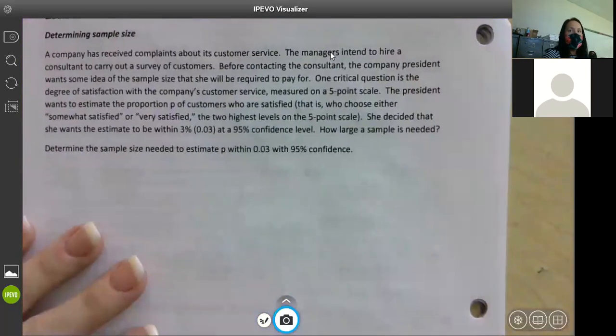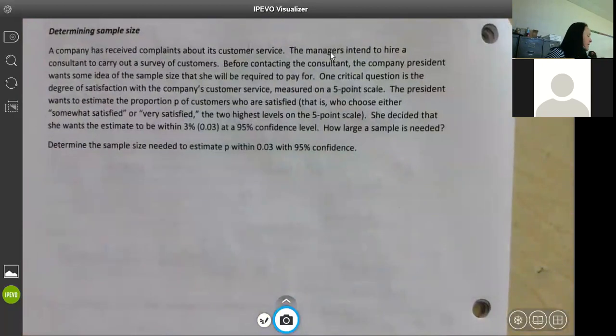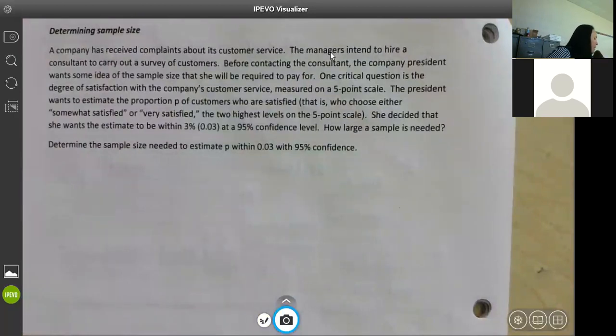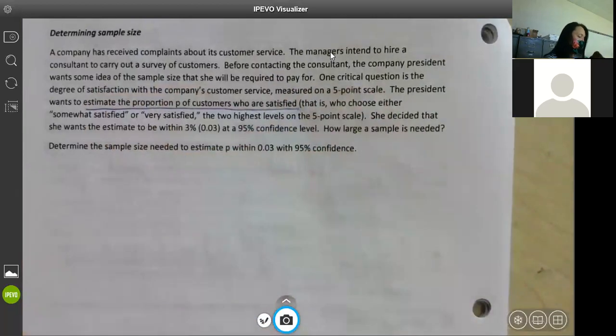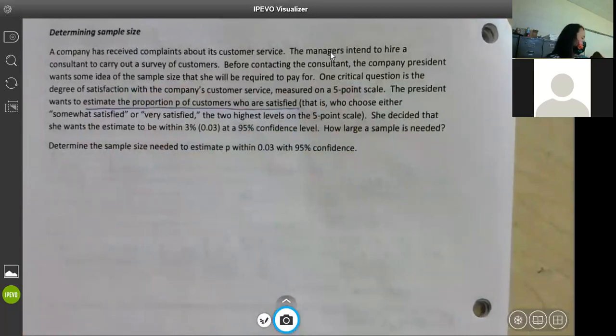All right, so a company has received complaints about its customer service. The managers intend to hire a consultant to carry out a survey of customers. Before contacting the consultant, the company president wants some idea of the sample size that she will be required to pay for. One critical question is the degree of satisfaction with the company's customer service measured on a 5-point scale. The president wants to estimate the proportion p of customers who are satisfied. That is, who choose either somewhat satisfied or very satisfied, the two highest levels on the 5-point scale. So they're ranking everything 1 to 5.